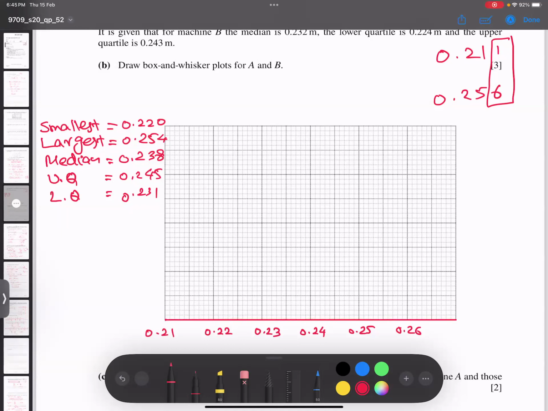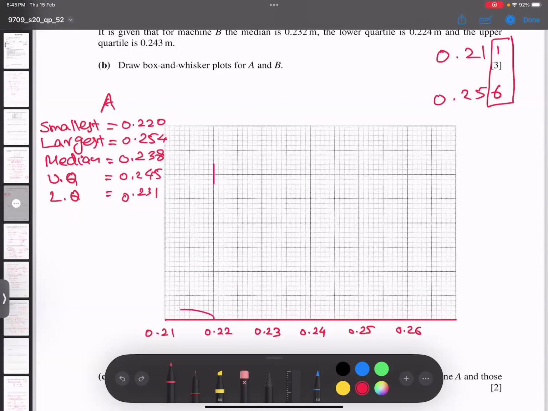Now let's start. For example, let's talk about a machine. Where is 0.220? 0.22 here, and 0 is same. So I make it here, 220 here somewhere. All right, make this here. So this is called the smallest value. Largest value 0.254. 0.25 is this. Now maybe you realize why I, okay, look at here.